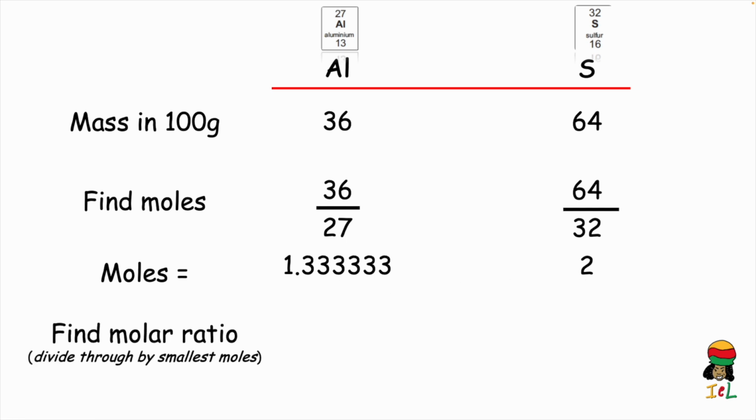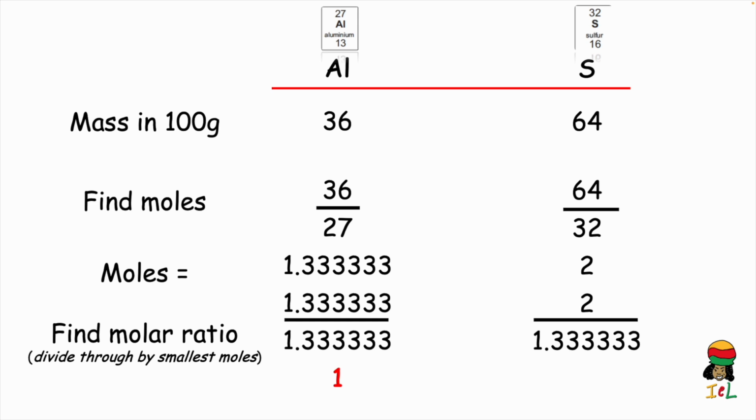So to find a molar ratio, we're going to divide through by 1.33333. Consequently, the ratio is 1 for aluminium and 1.5 for sulfur, which is an exact decimal, and 1.5 as a fraction is 3/2. However, the molar ratio must be a whole number and not a fraction. So the denominator of the fraction can be removed by a simple method of multiplying the fraction by the value of its denominator. And in this case, the denominator is 2, so we would multiply by 2.